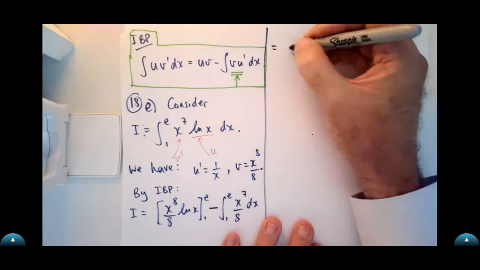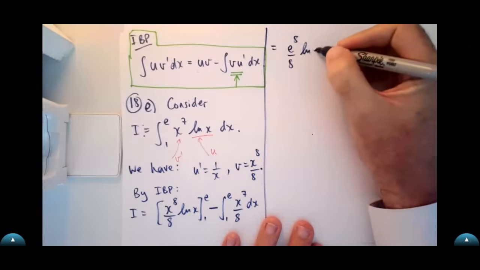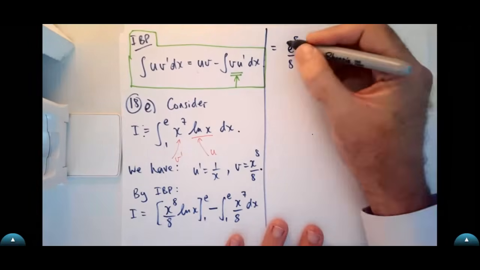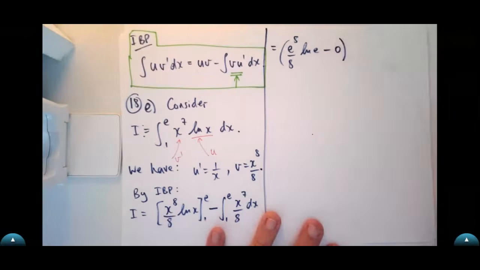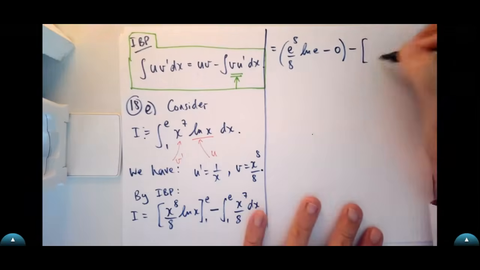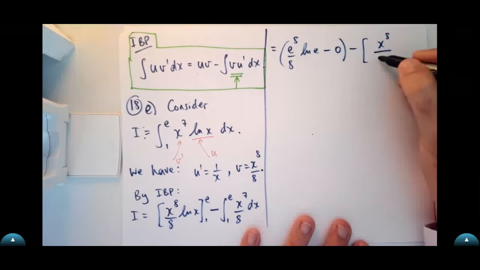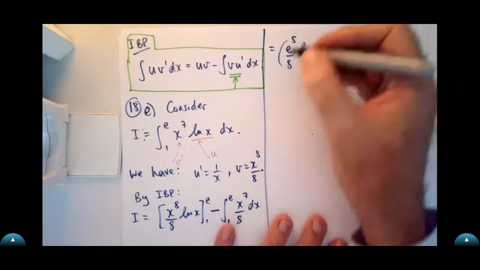So we're going to get e to the 8 over 8 log e, which will just be 1, minus, that'll be 1/8 times log of 1, which is 0, right? Minus this integral. So that's going to become x to the 8 all over 8 times 8, which is 64. And now we just need to simplify here.